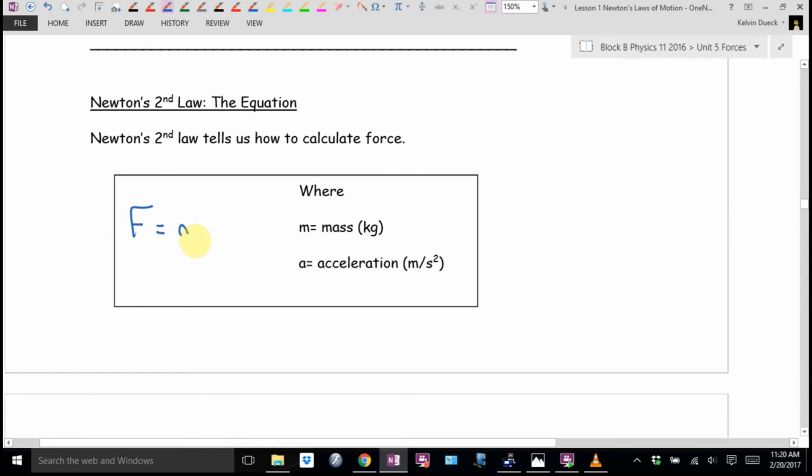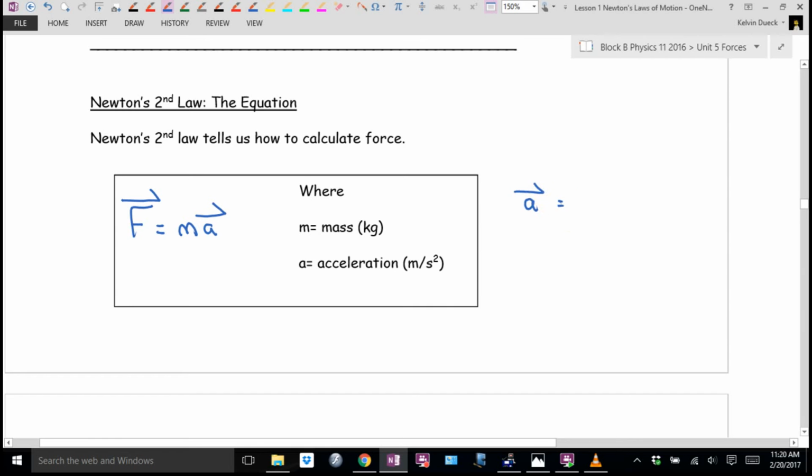Force equals mass times acceleration. It's a vector, so I'm going to put a vector arrow above the F and a vector arrow above the A, although we'll often be sloppy and just include the directions in pictures and things without being this fussy. Where the M stands for the mass in kilograms and the A is acceleration in meters per second squared. It's sometimes written this way.